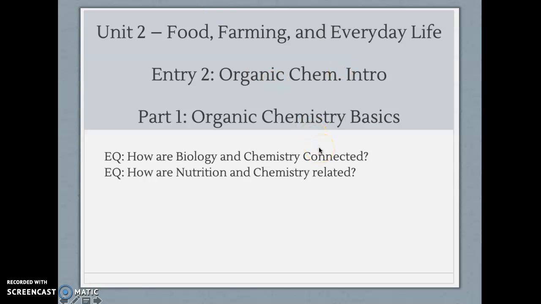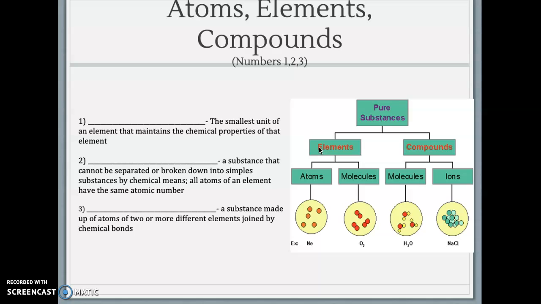Okay, we're doing Unit 2, Entry 2, Organic Chemistry Introduction. Part 1 today is on the basics of organic chemistry. So the idea today is how are biology and chemistry connected? How are nutrition and chemistry connected? We might talk about that a little bit, but let's think more back to what we talked about yesterday, which is plastics, recycling, and the difference between organic chemistry and our class and organics in the food industry.